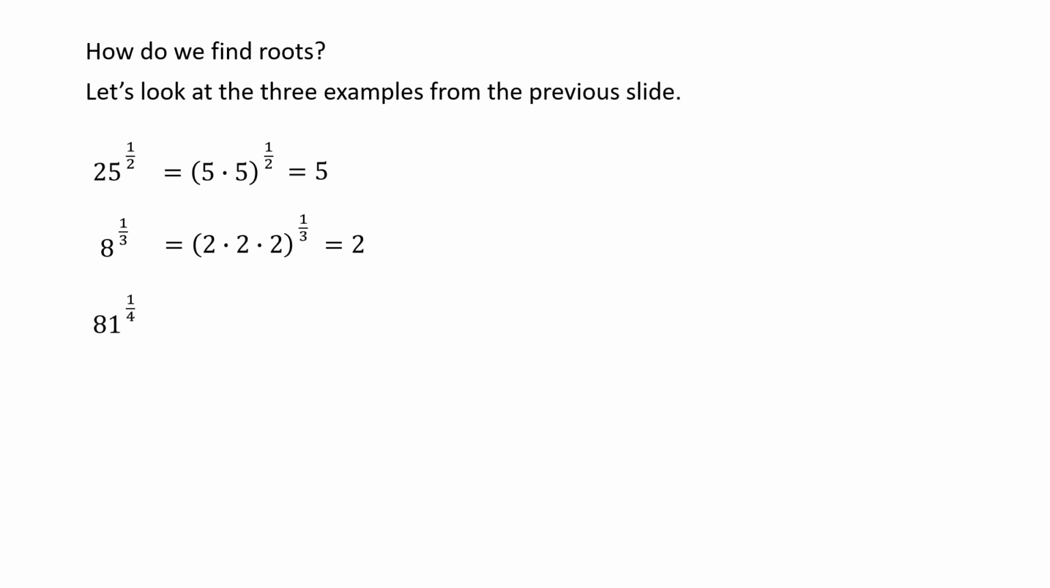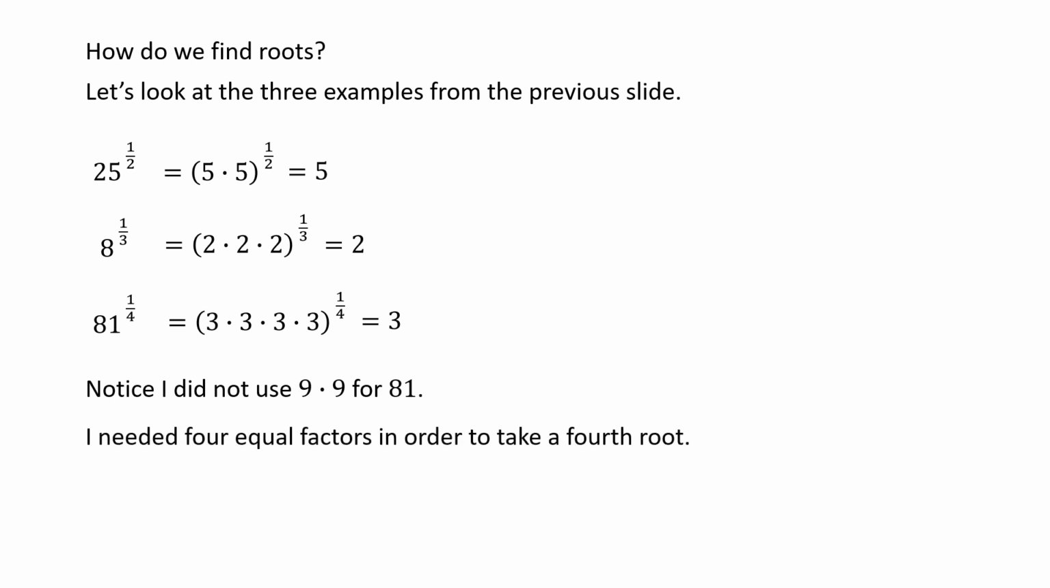So when I want to do 81 to the 1/4, I know a lot of you are thinking, hey, how about 9 times 9 for 81? That doesn't get me 4 equal factors. I need 3 times 3 times 3 times 3. I need 4 equal factors so I can take one of them. I did not use 9 times 9. If I wanted the second root of 81, then I could have done 9 times 9. But if I wanted the fourth root, I had to use the number 3 four times. 4 equal factors to take a fourth root.